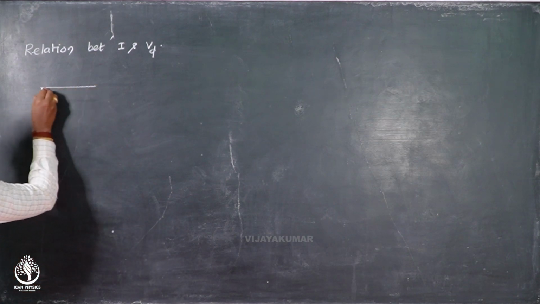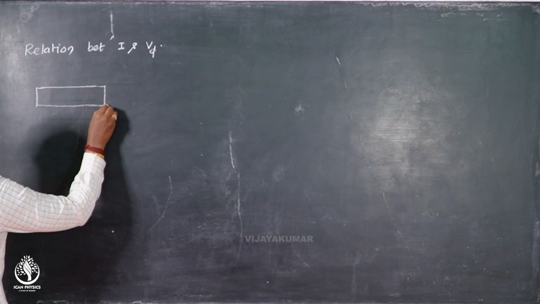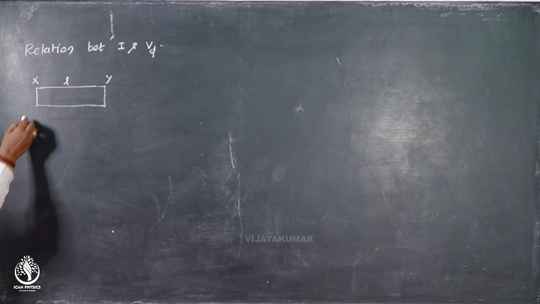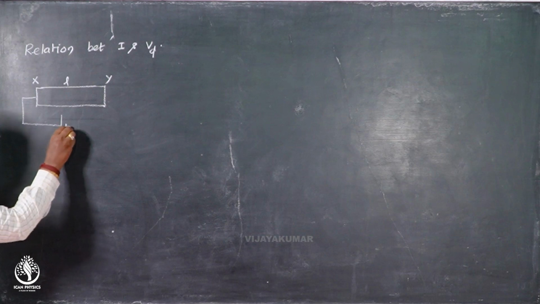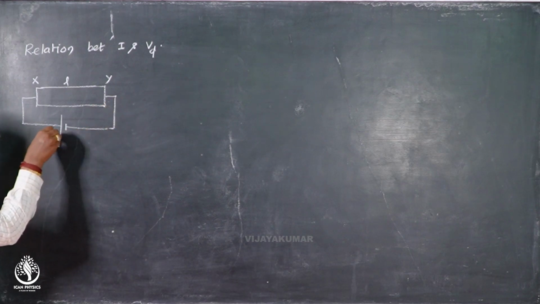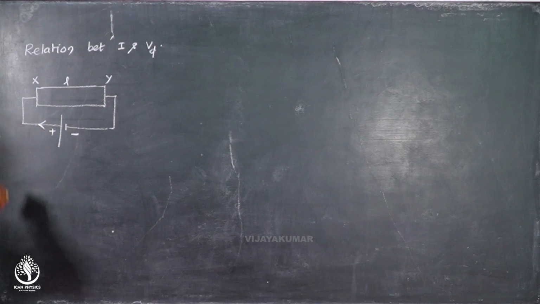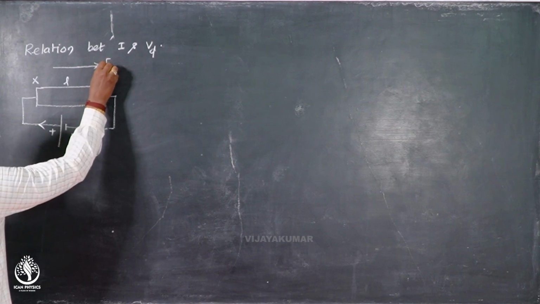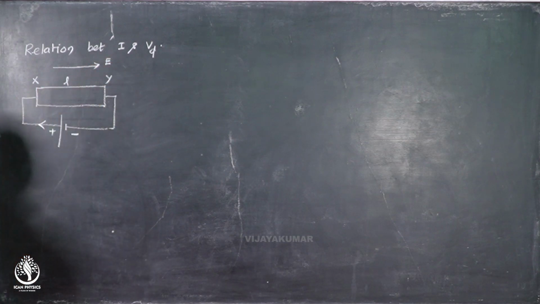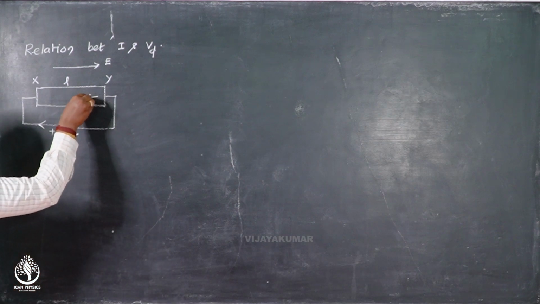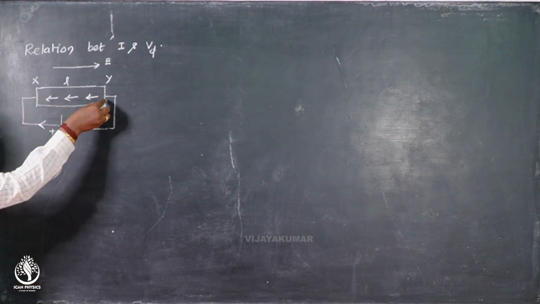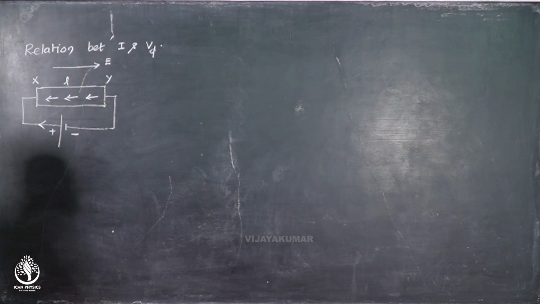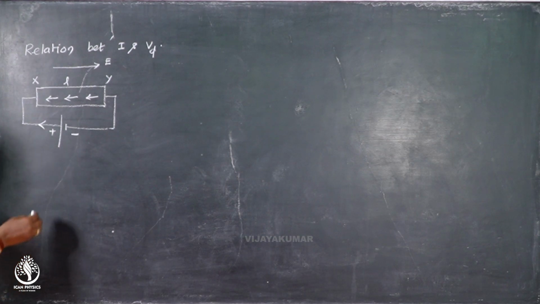Let us consider the conductor XY of length L when it is connected with an external source, so that the conventional current flows from higher potential to lower potential. Now we are establishing the electric field from X to Y. Then the electrons drift from Y to X, which is opposite to the direction of the electric field.